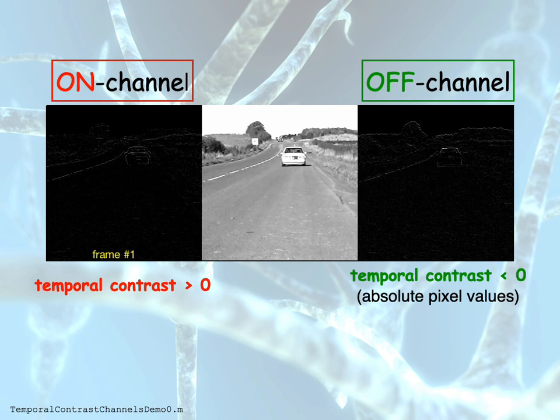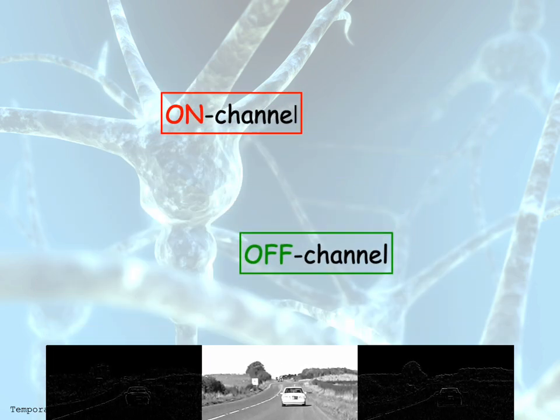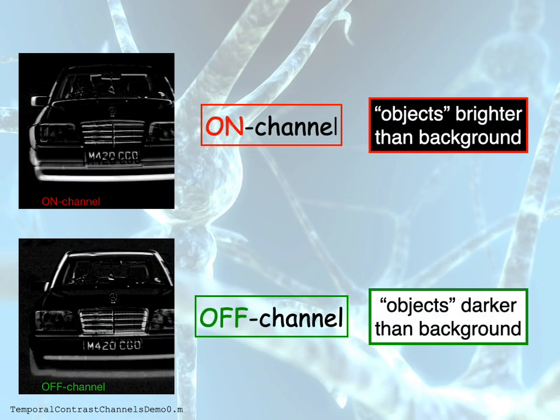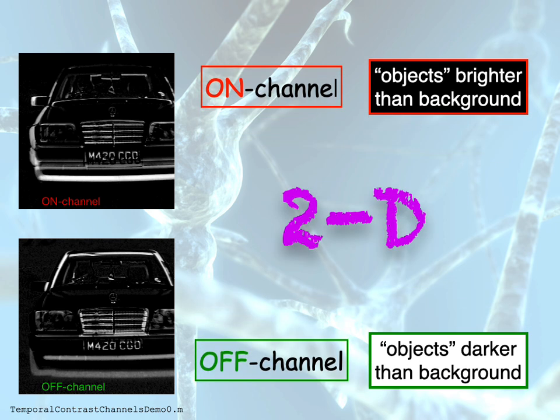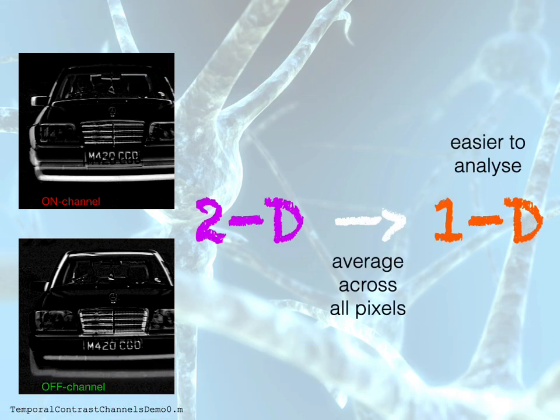What about the information that is encoded by the two channels? Well, the on channel indicates that an object that is brighter than the background moved, whereas the off channel indicates that an object that is darker than the background moved. And now what are we going to do with these two channels? Because the two channels encode movement information across the video frames, they are two-dimensional objects. Again, by looking at biology, we can learn to make life easier. And we can do so by converting the two-dimensional structures into one-dimensional signals.